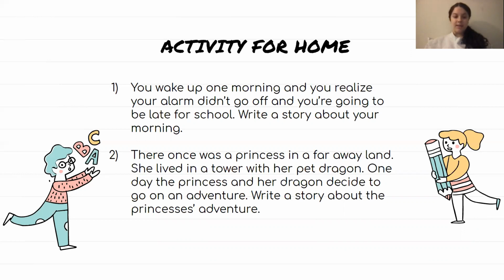The second prompt is, there was once a princess in a faraway land. She lived in a tower with her pet dragon. One day, the princess and her dragon decide to go on an adventure. Write a story about the princess's adventure.